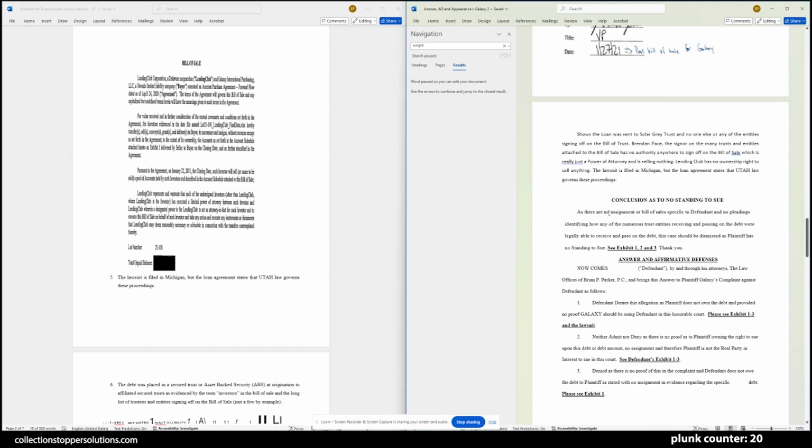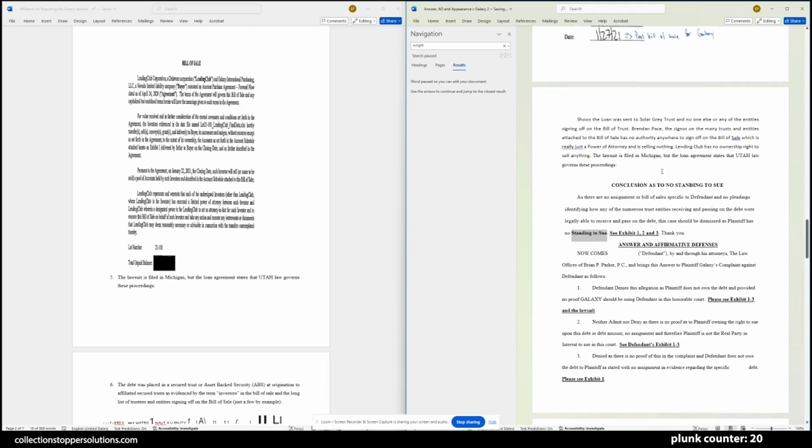So in conclusion, there's no assignment or bill of sale specific to the defendant, no pleadings identifying how many of the numerous trust entities receiving and passing on the debt were legally able to receive and pass on the debt. This case should be dismissed as plaintiff has no standing to sue. That's your number one reason why you win every time. You got to have standing to sue. And this backs up the fact that you don't. And then all that information goes into your counter affidavit.